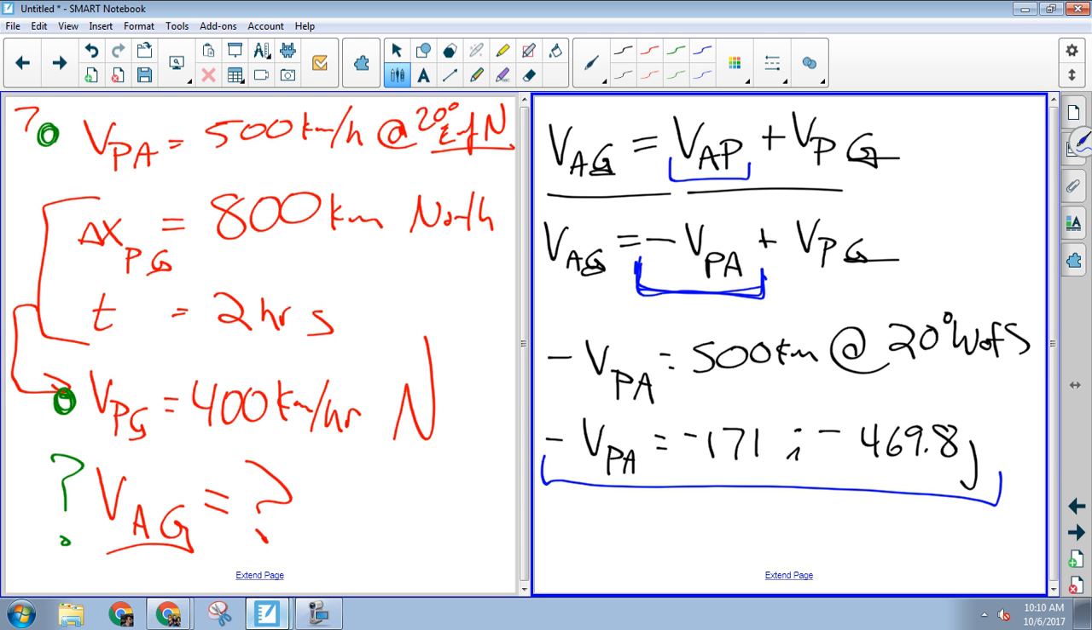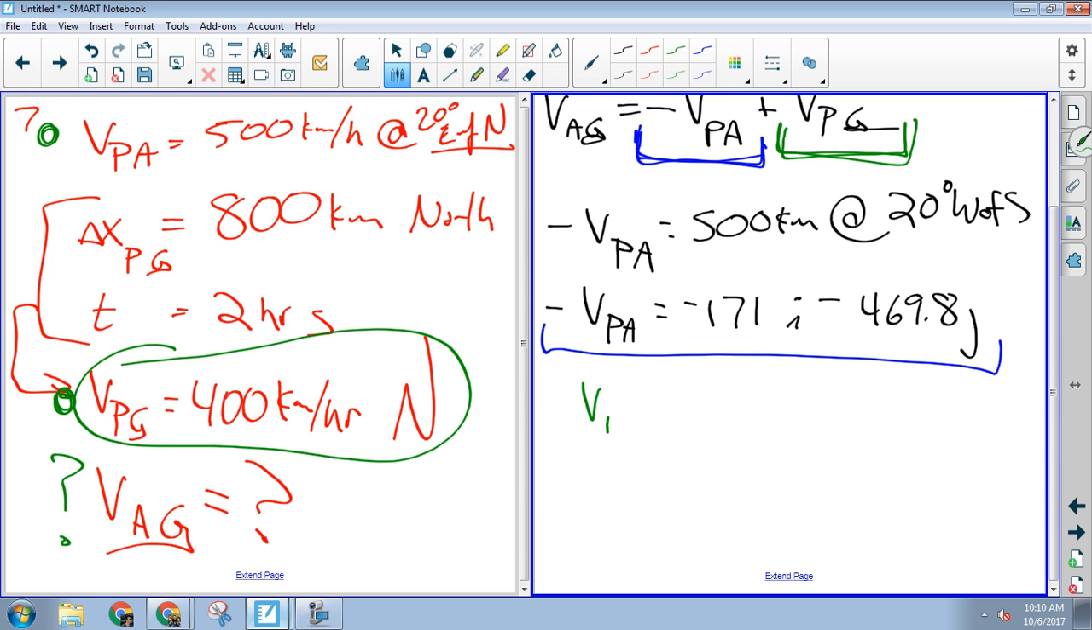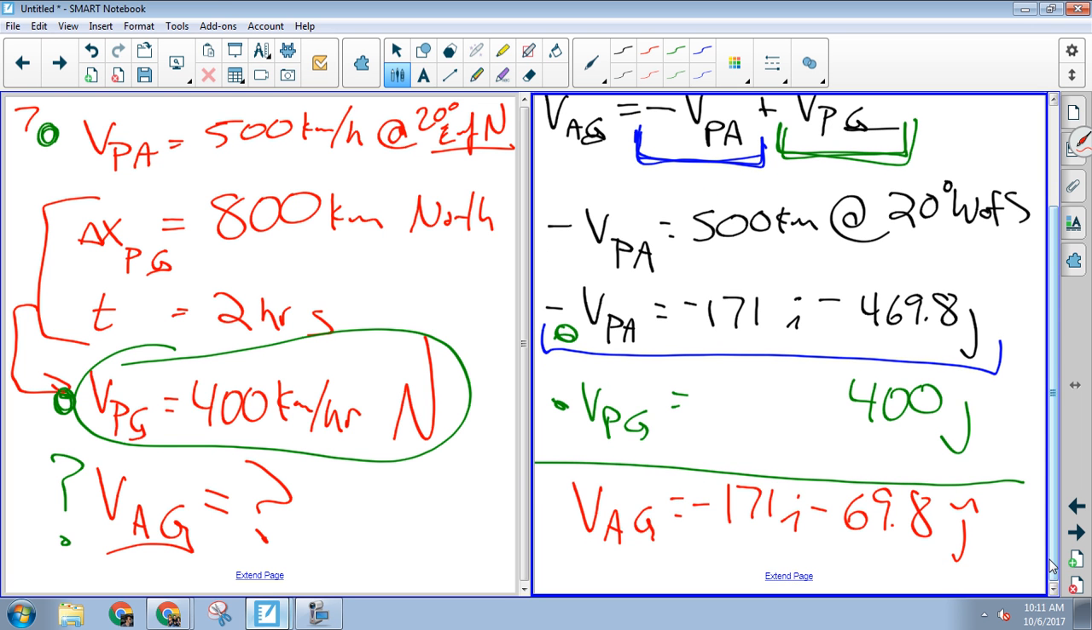All right, everybody good? Now, I also need to know the velocity of P relative to G. Oh, that's over here. How do I write that in unit vector notation? Just 400 j, right? Cool. Now what do I do? Add them, right? Because we decided that the velocity of the air relative to the ground was negative VPA plus VPG. So add them up. So now the velocity of A relative to G is going to be negative 171 i minus 69.8 j. And now you just put your vector back together.